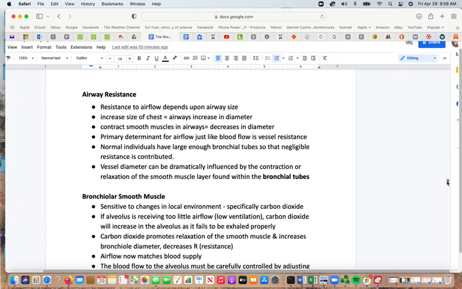So airway resistance, this is the resistance to airflow. It depends on the airway size. If you increase the size of the chest, the airways increase in diameter. You contract smooth muscle in the airways, it will decrease the diameter. So the primary determinant for airflow, just like blood flow, is vessel resistance. So in a normal individual, they have large enough bronchial tubes so that negligible resistance is contributed. But the vessel diameter can be dramatically influenced by contraction or relaxation of the smooth muscle layer within the bronchial tubes.